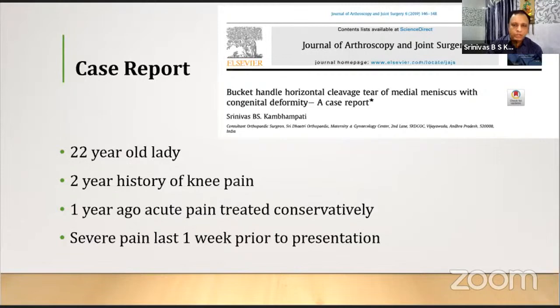The patient is a 22-year-old lady who presented with a 1-week history of severe knee pain and difficulty in walking. She had knee pain about 2 years prior to that and was treated conservatively. She also had an acute pain in the knee 1 year before, which was treated conservatively, and she did not complain of instability of the knee at any stage of her life.